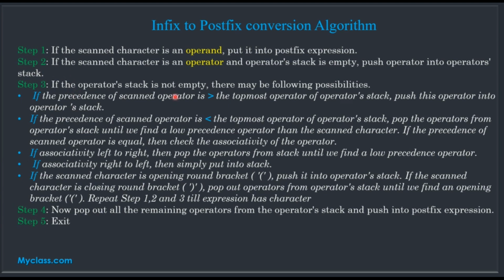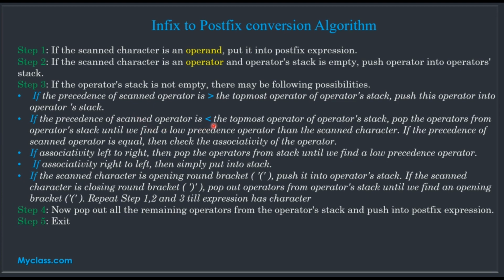If the scanned character is an operator, and when we look at the operator stack it is not empty, then there are some possibilities. We consider those possibilities and do a push or pop operation. Conditions are there. If the precedence of the scanned operator, the operator we are scanning from the infix expression, is greater than the topmost operator of the operator stack, push that operator into the operator stack.